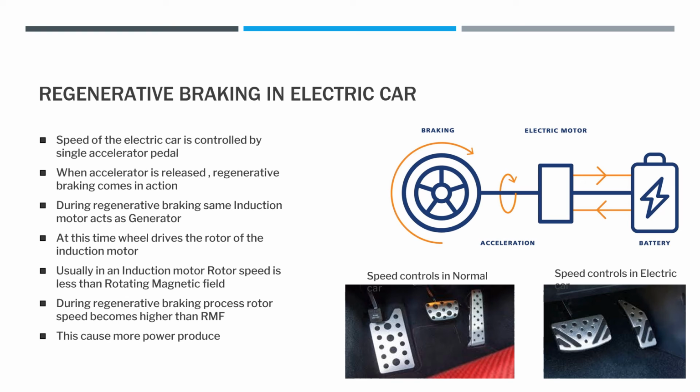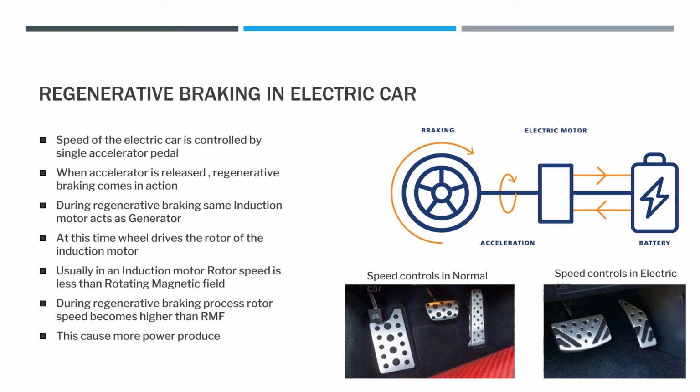Regenerative braking in an electric car. The speed of an electric car is controlled by a single accelerator pedal. When the accelerator is released, regenerative braking comes into action. During regenerative braking, the induction motor acts as a generator. At this time, the wheel drives the rotor of the induction motor.